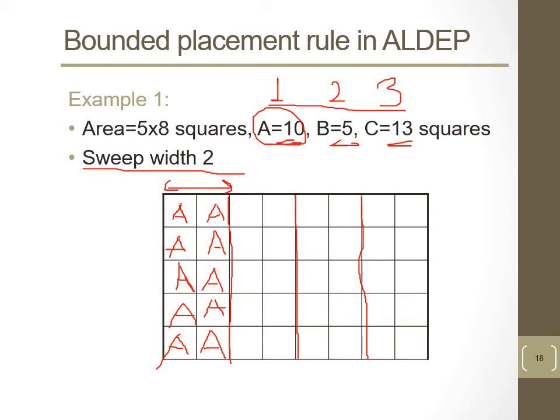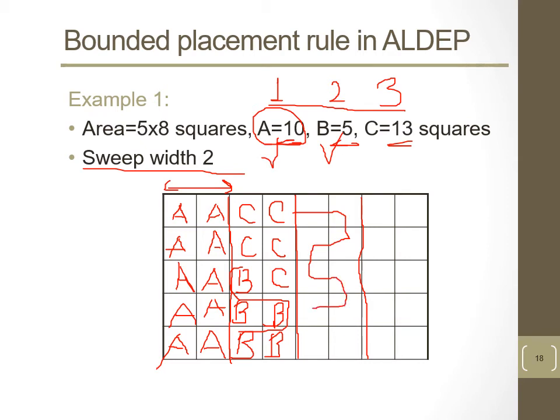Then, since A is finished, we continue with B, and we start allocating grids for B. This is 1, 2, 3, 4, and 5. You see, we move in this order from here to here, then to here, then to here. Then 5 grids are allocated for B. Then we start with allocating C: 1, 2, 3, 4, 5, and we continue in this way allocating the grids. This is how we find the layout using ALDEP with a sweep width of 2.